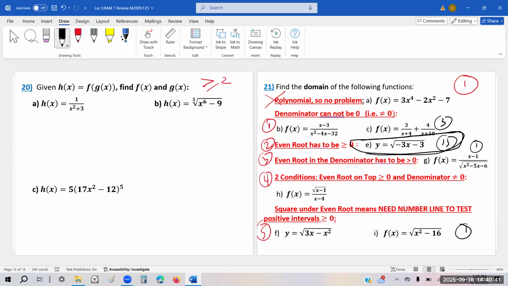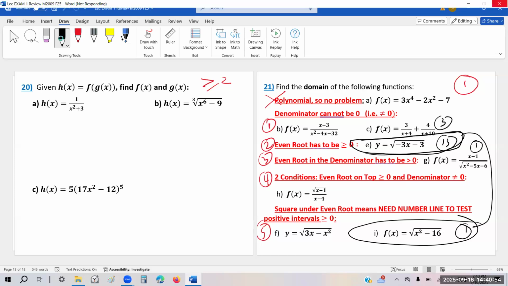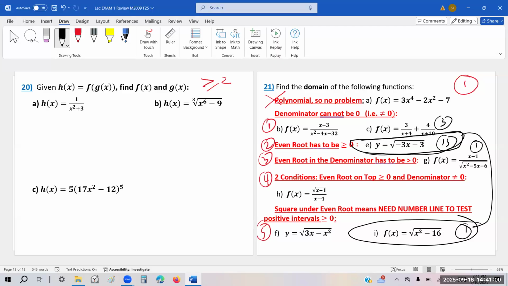What if I combine the 2 and 5 together? I'll give you both, because one of them will be in the final, and you can choose which one you want to do. Okay? But in the final exam, let me warn you, this will be in the final.